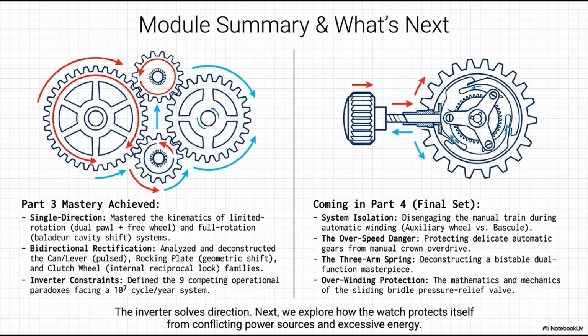So, what is coming in part 4, our final set? The inverter solves direction, but what happens when two power sources collide? We will explore system isolation, how to disengage the manual train during automatic winding. We will uncover the overspeed danger, protecting delicate automatic gears from manual crown overdrive. We will deconstruct a masterpiece of bistable logic, the 3-arm spring. And finally, we will tackle overwinding protection, analyzing the physics of the sliding bridle pressure relief valve. Let's move to our final chapter.